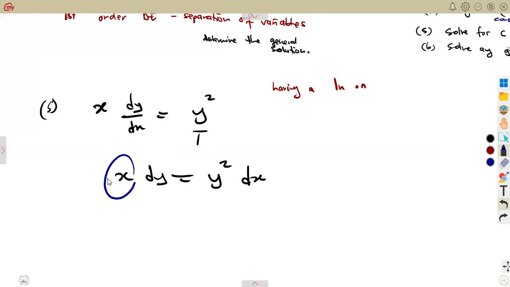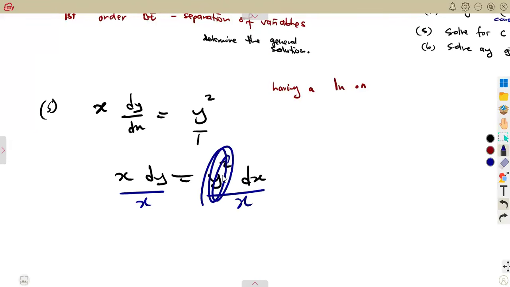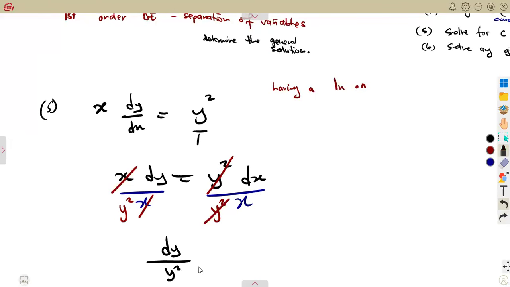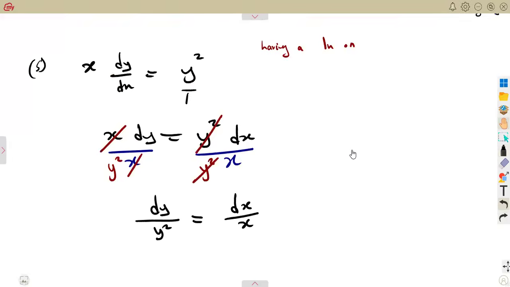I have got x and dx here. So to remove this, I'm going to divide this side. So divide by x, divide by x. To remove this y squared, I'm going to divide by y squared, by y squared, so that this will cancel. On this side, the x and the x will cancel. So we are remaining with dy over y squared equal to the dx over x. Okay. So this is it.